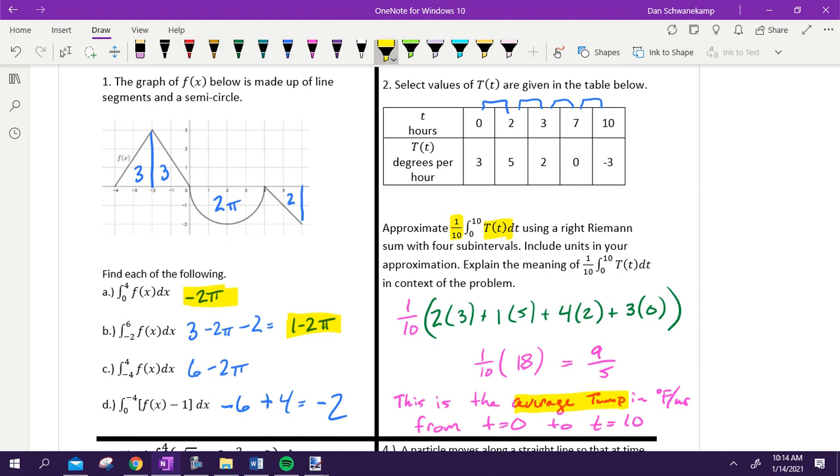Yes, sir? I did a left Riemann sum, when in reality I should have done a right Riemann sum, because no one would want to do a left Riemann sum. We throw a 5 in there, we throw a 2 in there, we throw a 0 in there, and a negative 3. Sorry. What's my value going to be then? 3, and so this is 3/10. Yeah. Am I good? Thank you. Other things? Questions on 1 or 2?